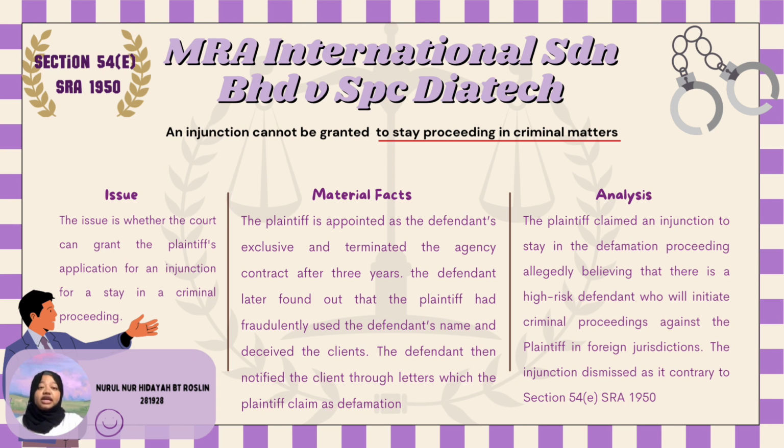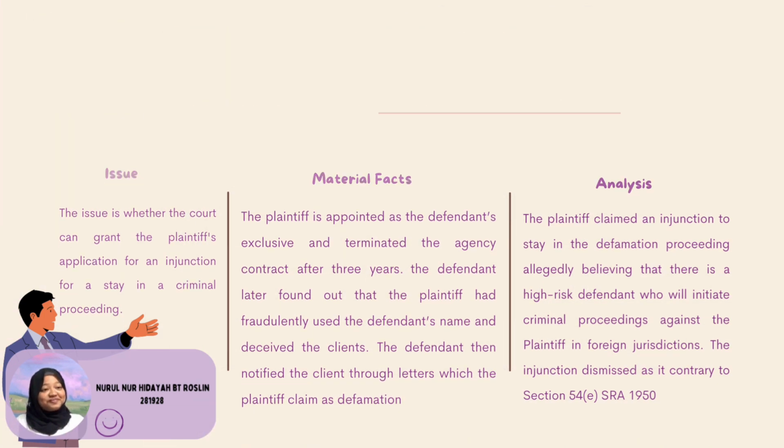For instance, in MRA International Sdn Bhd against SPC Diatech, the plaintiff fraudulently used the defendant's business name and deceived the client into thinking that they are still the defendant's exclusive agent. For that reason, the defendant sent a letter to the client to clarify, but this was claimed by the plaintiff as defamation. The parties then sought an injunction to stay the defamation proceeding and to restrain the defendant from initiating criminal proceedings in a foreign jurisdiction against the plaintiff. The court, in addressing the issue, held that whether or not the defendant had prepared to initiate a claim against the plaintiff, the injunction would still be dismissed as it was prohibited to grant for the purpose of staying a criminal proceeding.